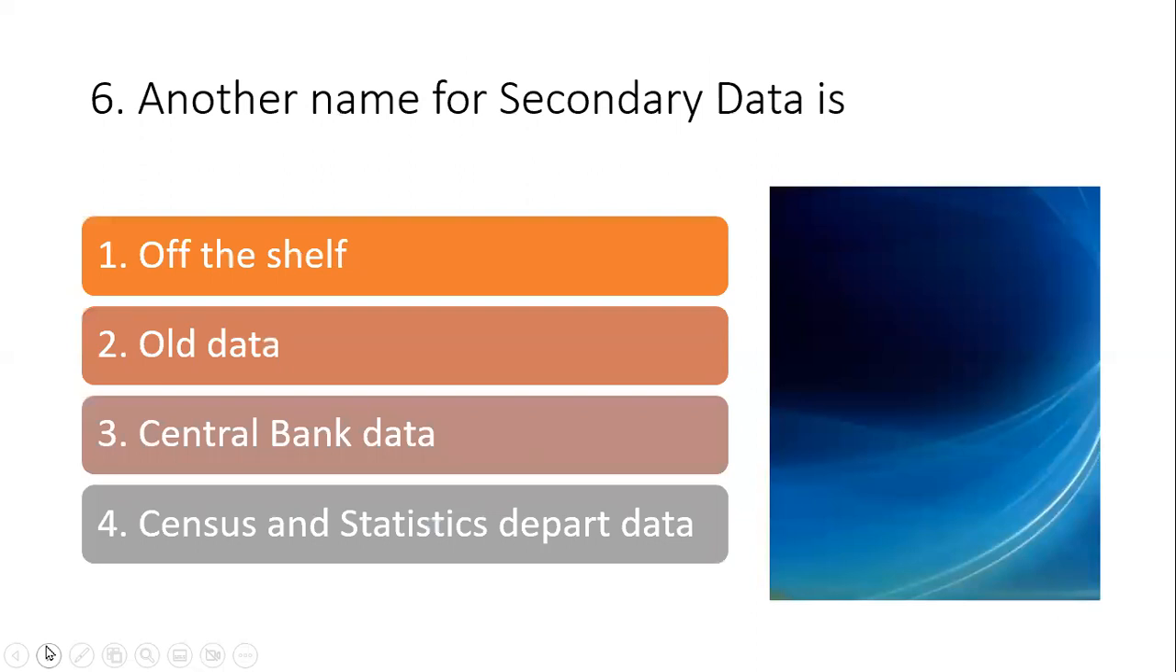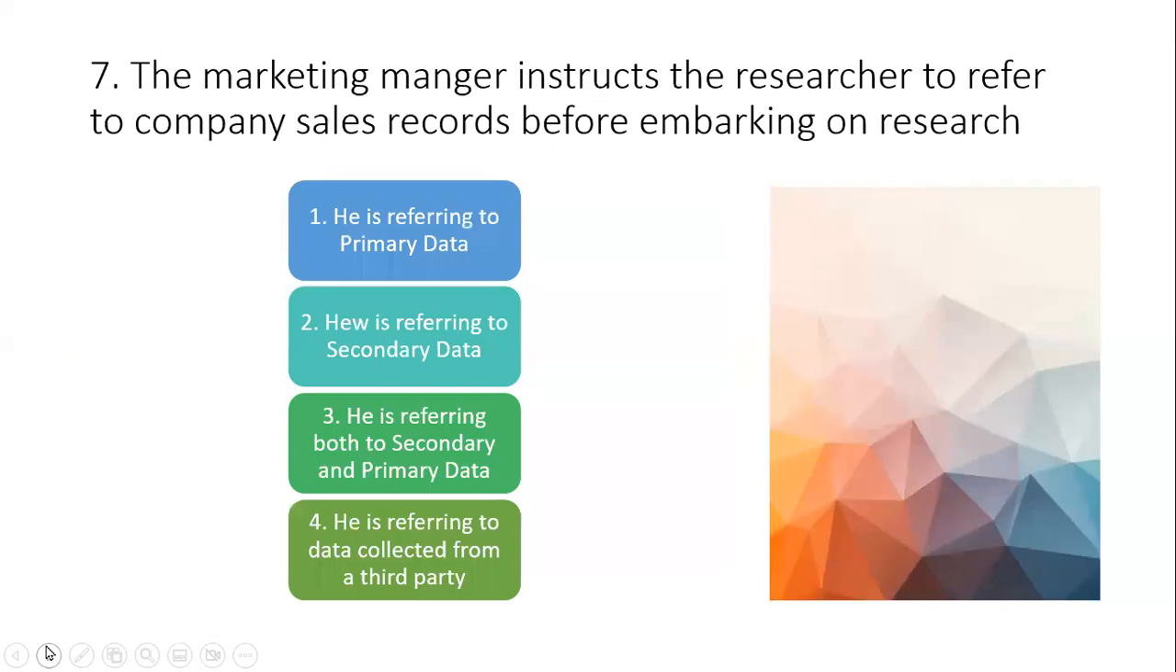Another name for secondary data is off-the-shelf, old data, central bank data, census and statistics department's data. The most appropriate answer is off-the-shelf, right? Sometimes we call it desk research as well, because you do everything on a desk because you have all these papers, etc., and also the computer. So you do it on your own without leaving the office, right? Or else this is off the shelf is these books are in your shelf, so you can just take it and refer. So therefore, number 1 is the correct answer.